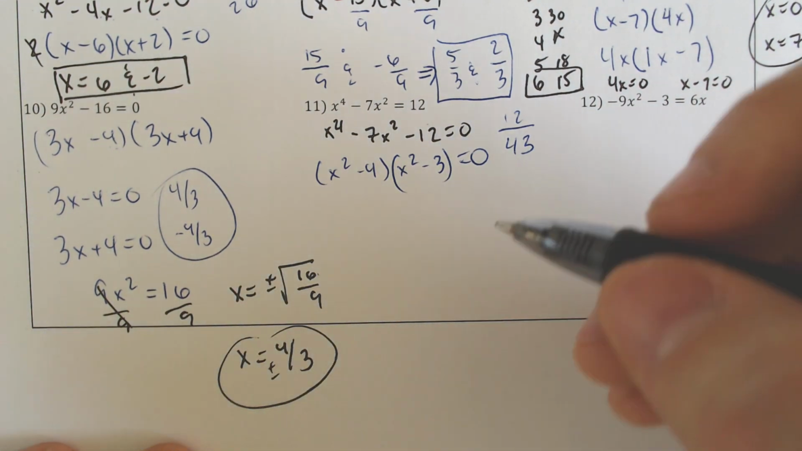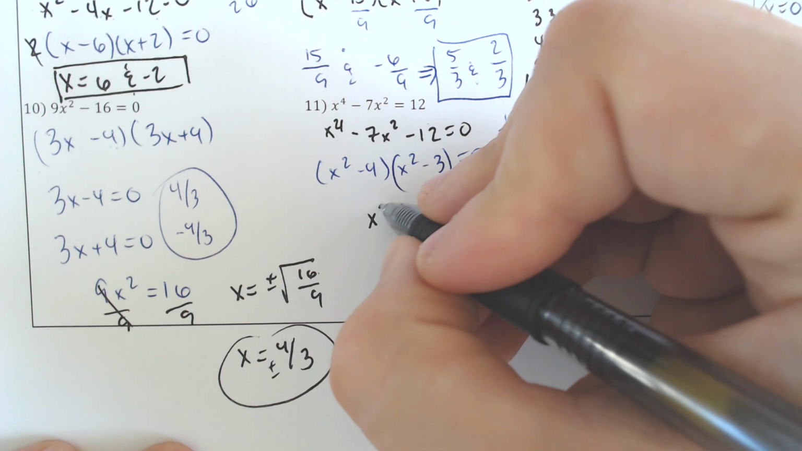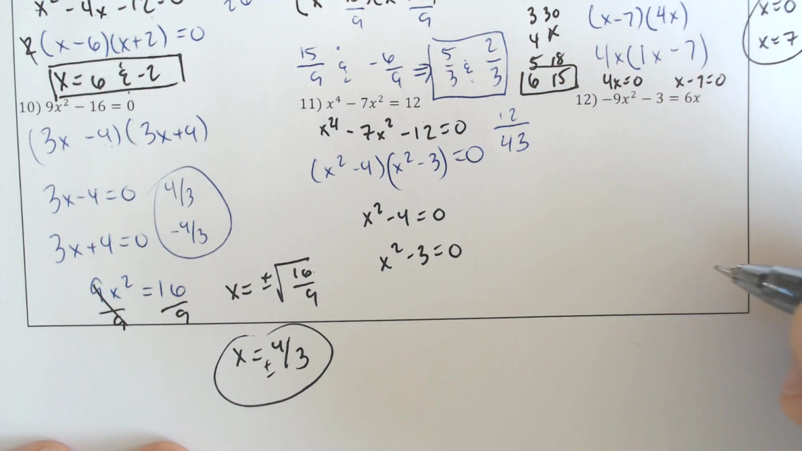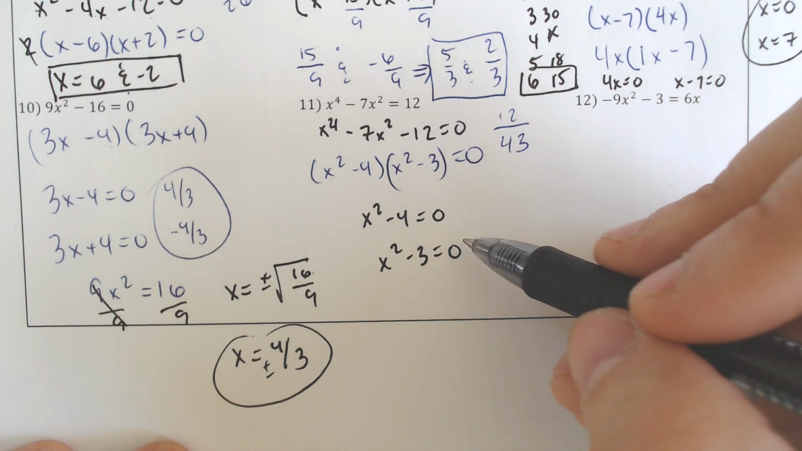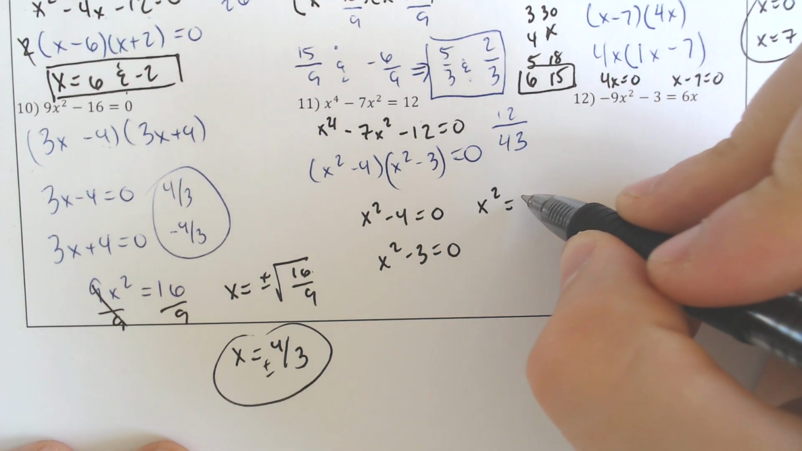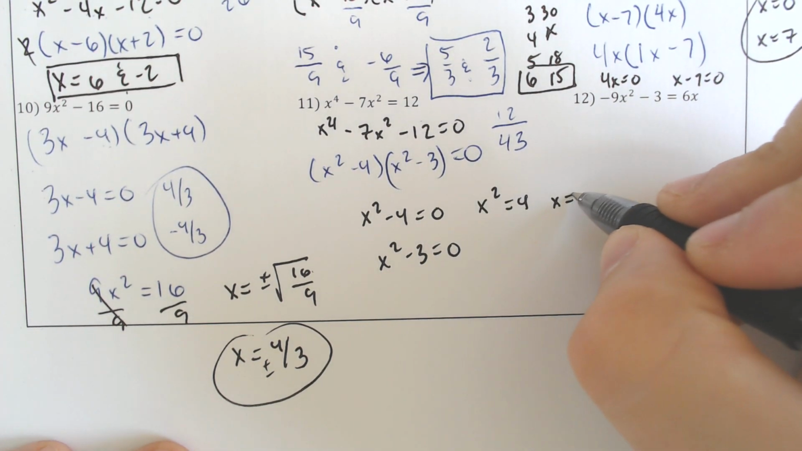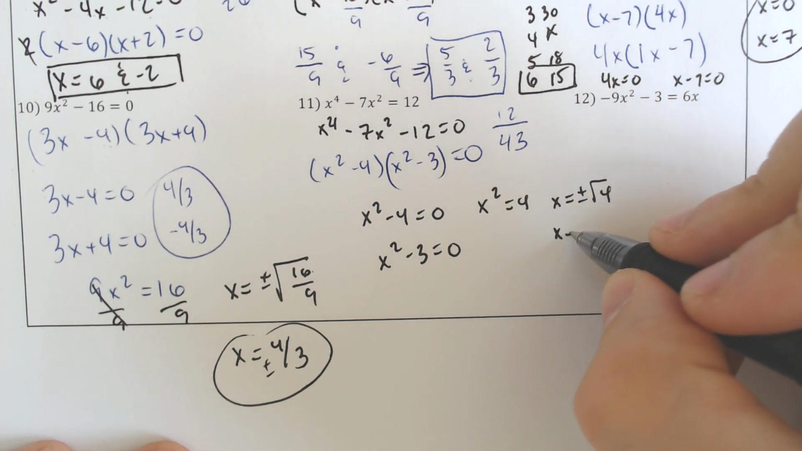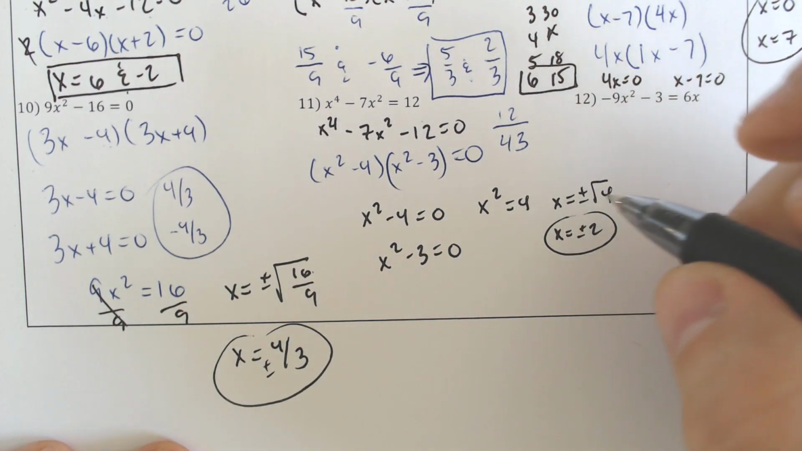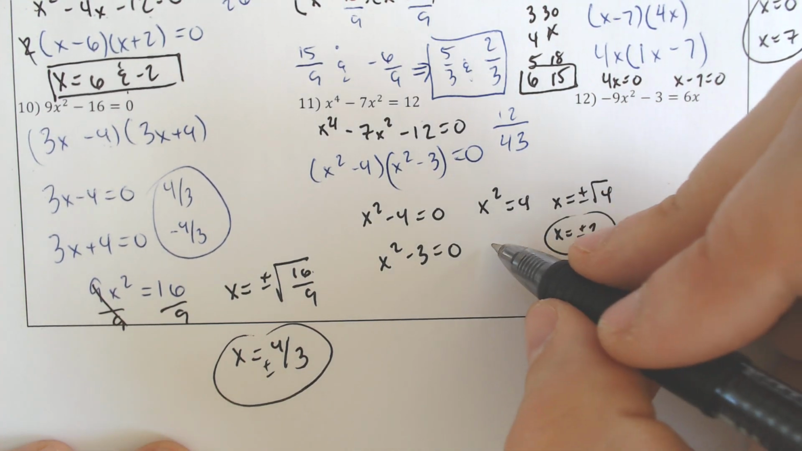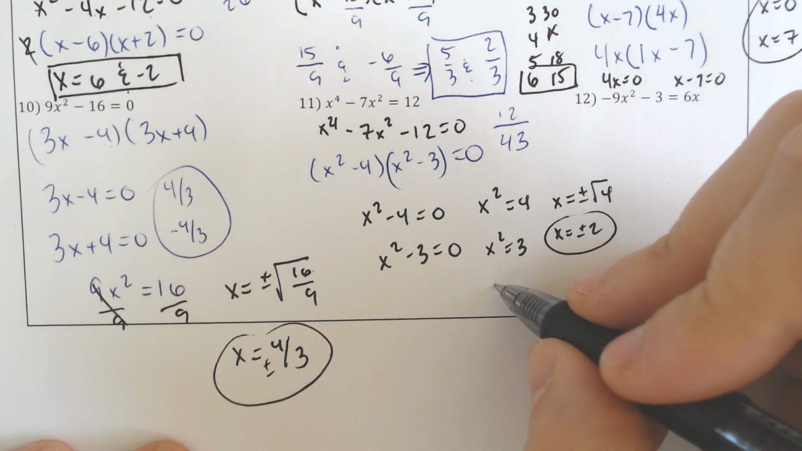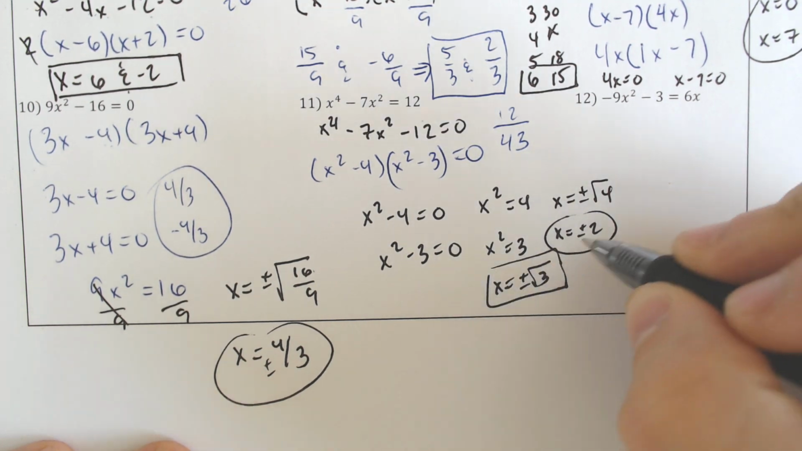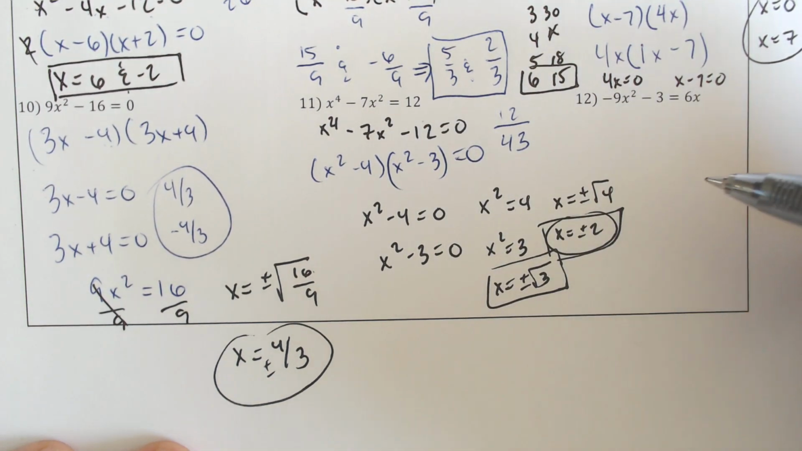What do we do with our factors to solve? We can set our factors individually equal to 0 to solve. So if we set x squared minus 4 equal to 0, you get x squared equals 4, which means x equals plus or minus the square root of 4, which means x equals plus or minus 2. And if we do the same thing with the 3, you get x squared equals 3, and that means that x equals plus or minus the square root of 3, and we get our 4 answers.